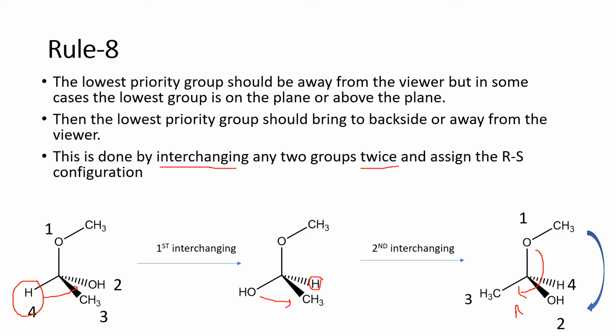If any fourth group is present on the plane or above the plane, that is, it is not present below the plane, then you have to interchange any 2 groups such that the fourth priority group comes to the back side. That is the main criteria. You have to interchange twice. Remember that it has to be interchanged twice. The first interchange brings the fourth priority group to the back side, and the second is your wish.